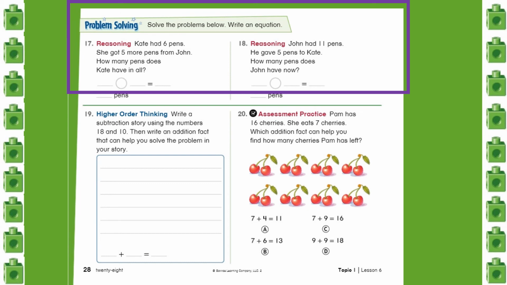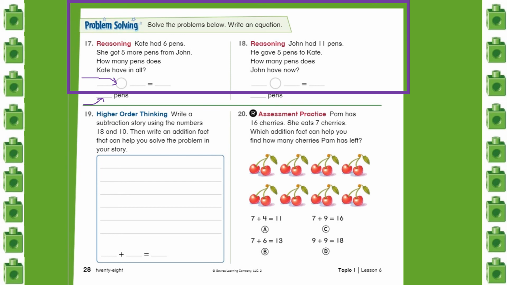And then on page 28, number 17 says reasoning. Kate, that means trying to make sense. Kate had 6 pens. She got 5 more pens from John. How many pens does Kate have in all? So now write the equation. Make sure you include the numbers, and don't forget this really important part here. Use the proper sign. Are you going to put a plus sign or a minus sign in there? Also, don't forget to write the answer on this line also. All of the blanks have to be filled in.